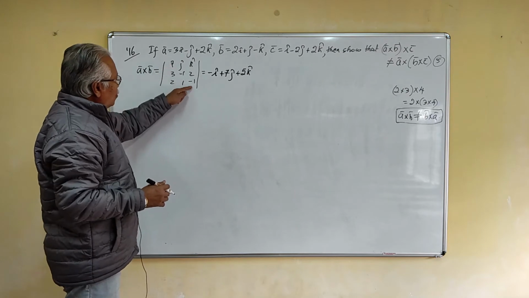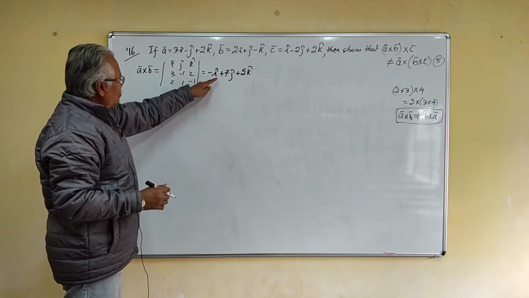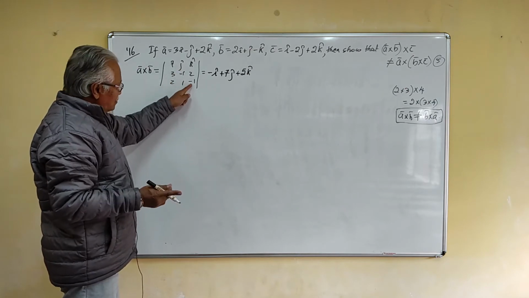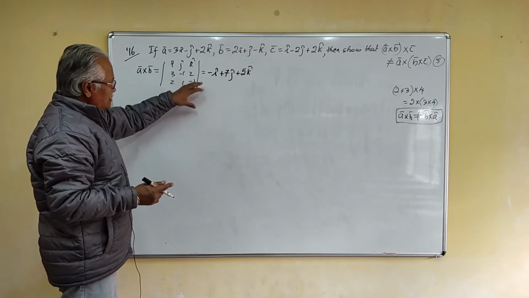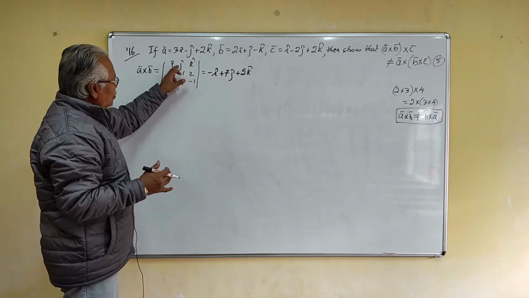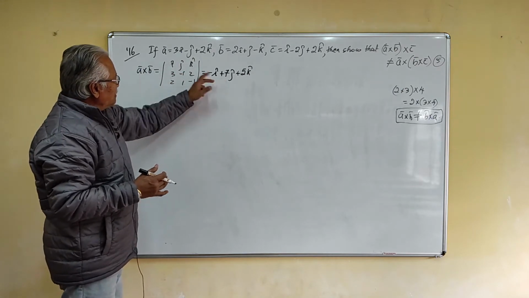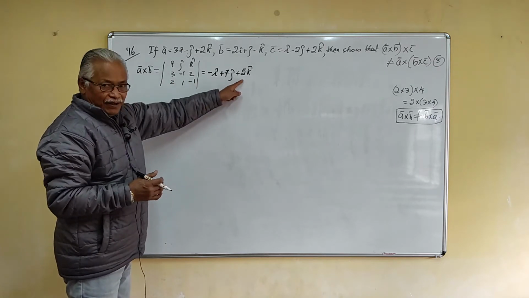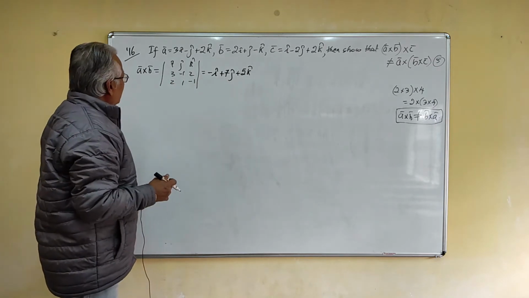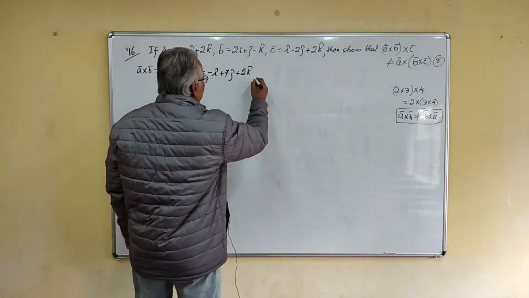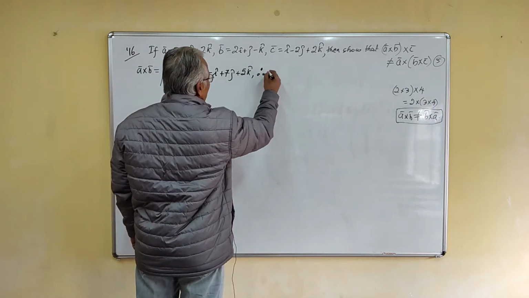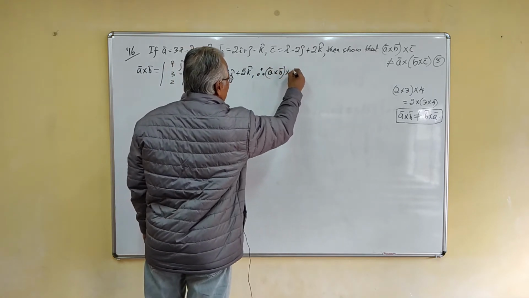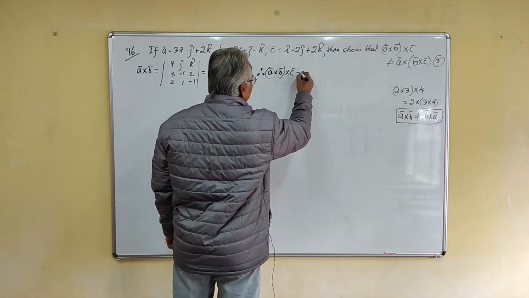So i: 1 minus 2 is minus 1, so minus 1i. j: 3 minus 3 minus 4 is minus 7, and with the minus sign it becomes plus 7j. And k times 3 ones are 3 plus 2, which will be 5k. Okay, therefore your A cross B, multiplied to C, will be what?